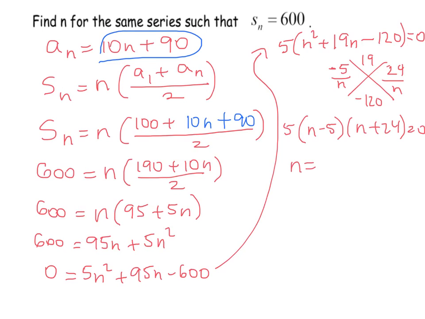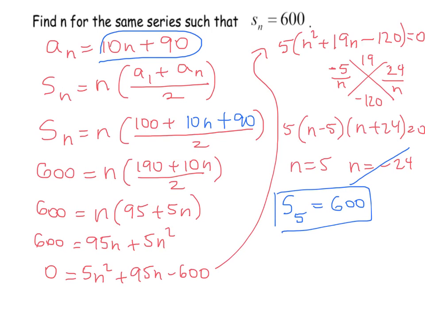So n is equal to 5 or n is equal to negative 24. Since n represents the term number, I know that it can't be negative. Therefore, the sum of the first 5 terms of this sequence is going to equal 600. So n equals 5.